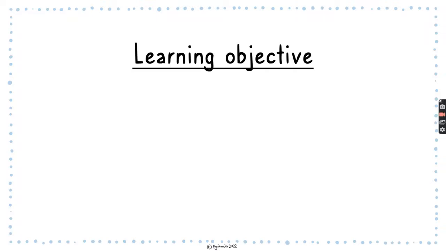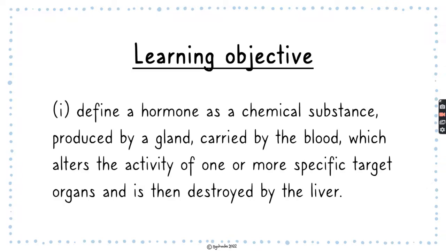If you have your Cornell notes, please get them ready, and maybe pause this video if you haven't gotten them ready yet. This is your first learning objective, which is: I define a hormone as a chemical substance produced by a gland, carried by the blood, which alters the activity of one or more specific target organs and is then destroyed by the liver.